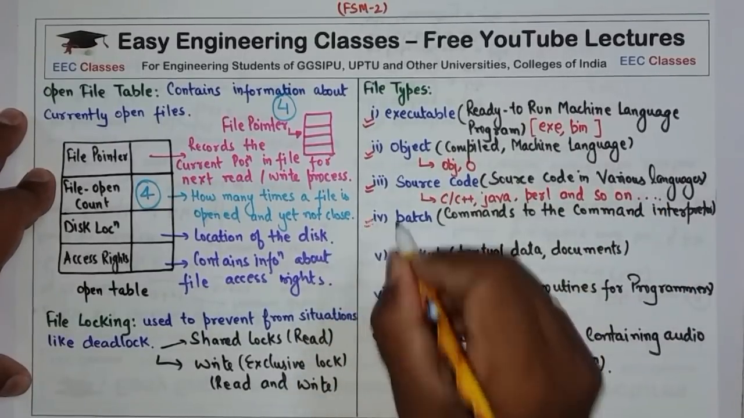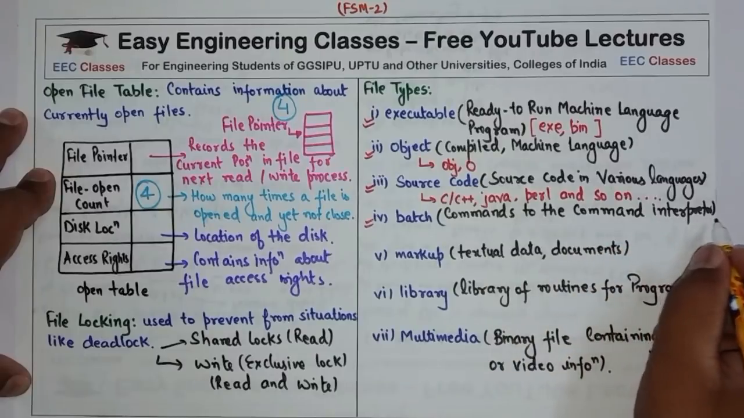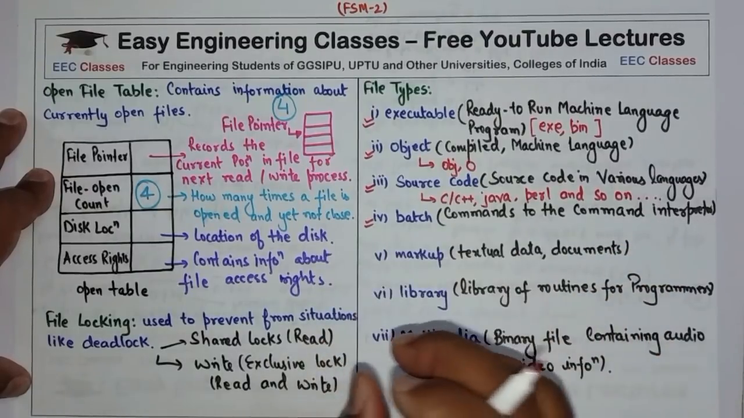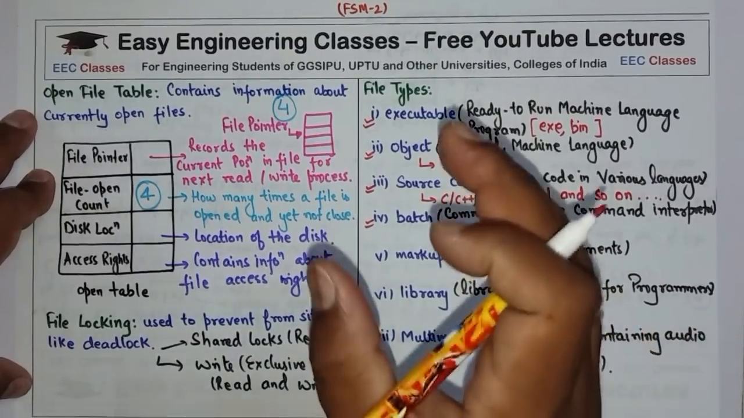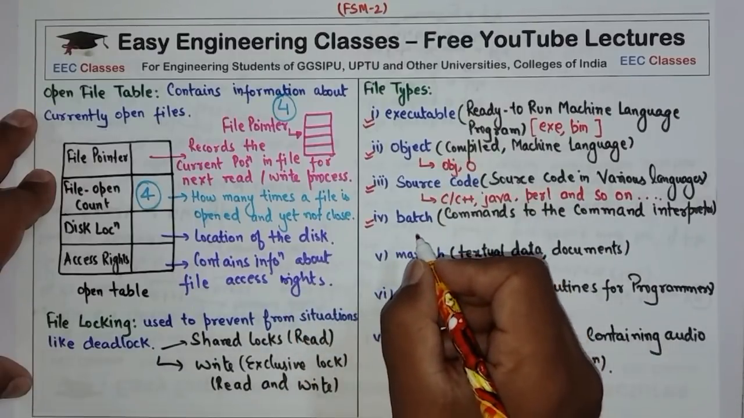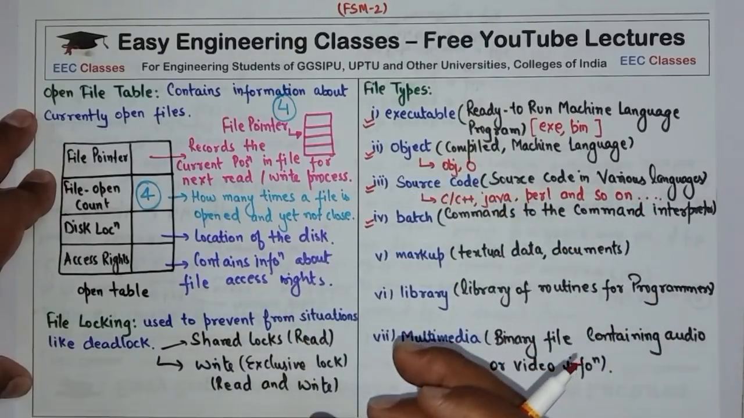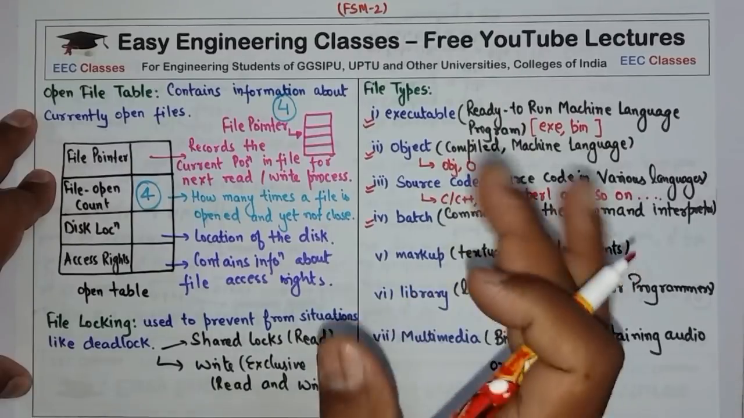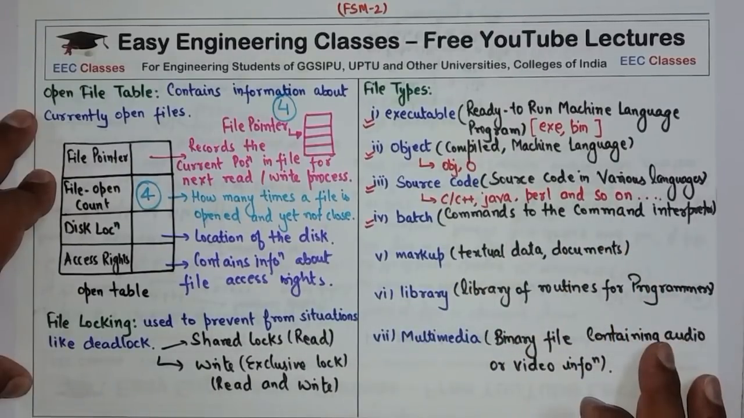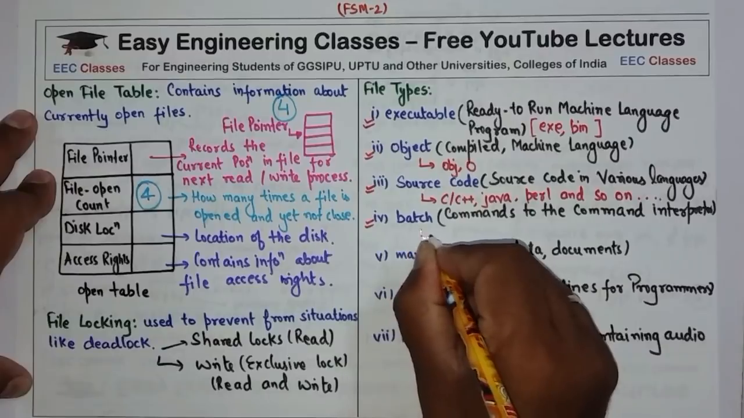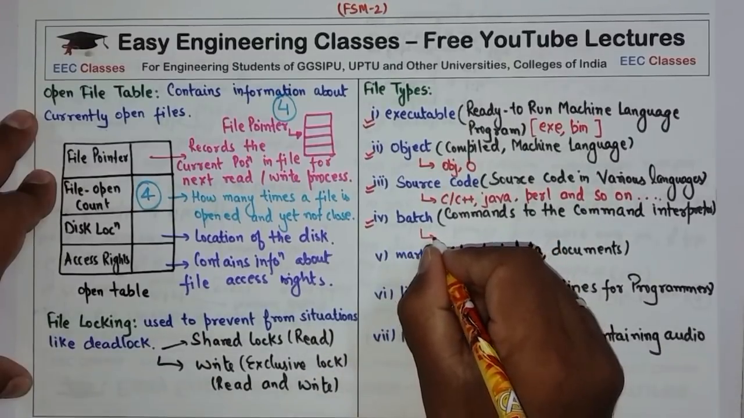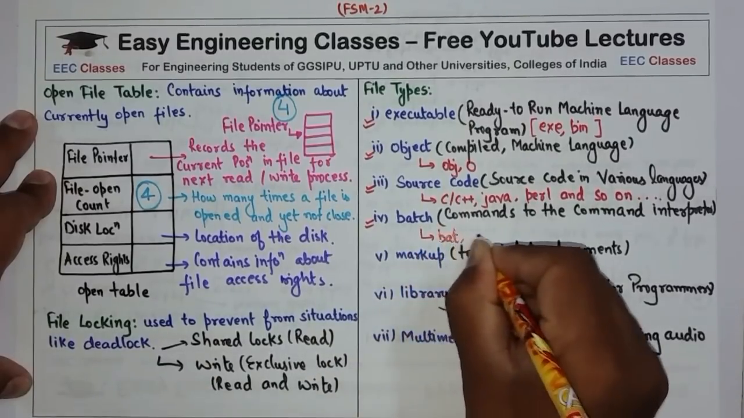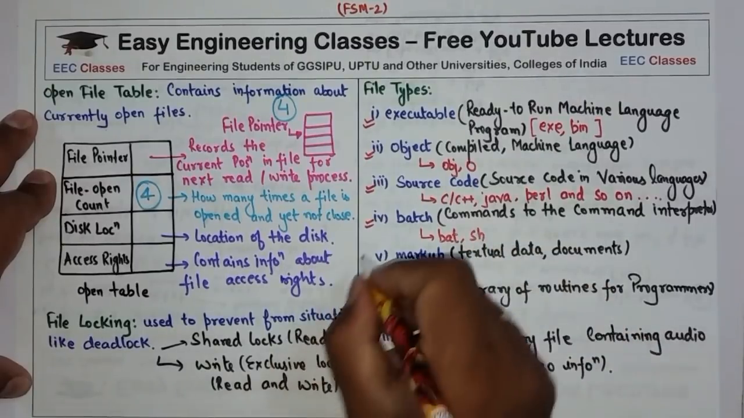Then we have batch files. These are commands to the command interpreter. If you want to issue a certain sequence of commands, you can create a batch file containing those commands and directly run the batch file on the command interpreter. The extension of batch files is BAT or SH.